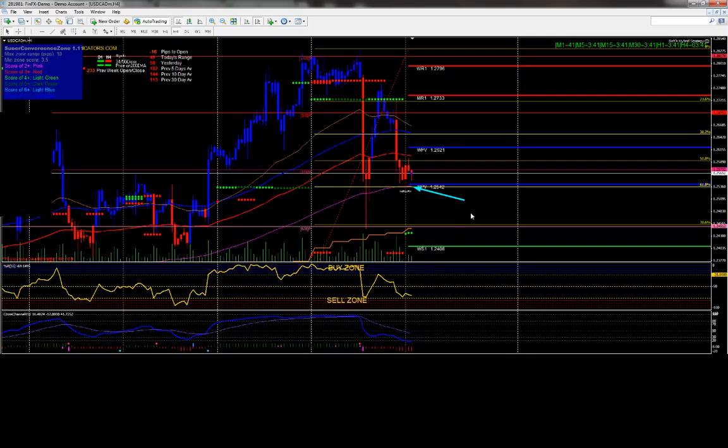If we do break below there, we do have the daily 55, which is going to be around 124.50, and 124 has been a pretty good support area in the past. So I will definitely look for a long from the daily 55 if we do break below the 4-hour 200. However, I think it's pretty likely that we may just see a long off the 200.